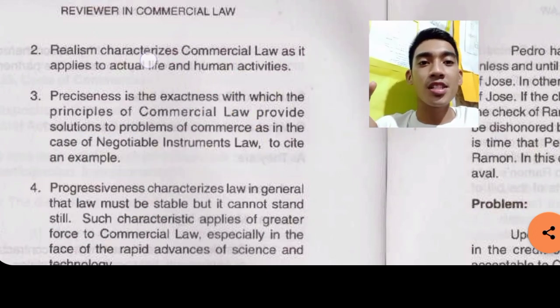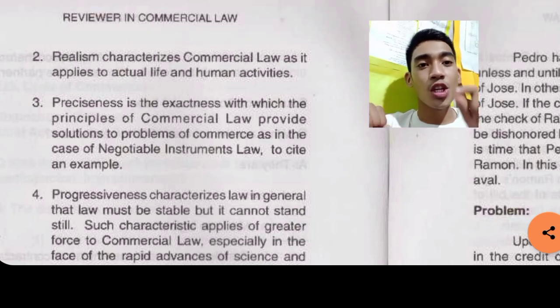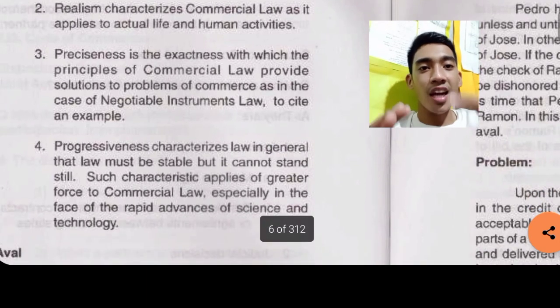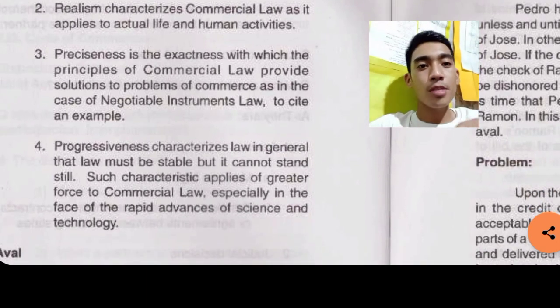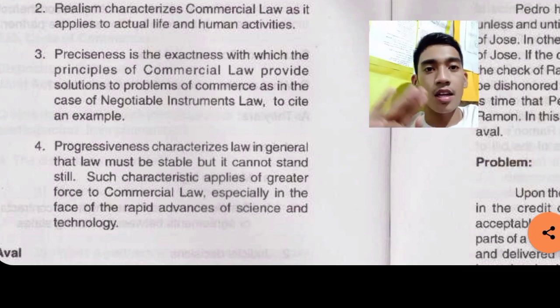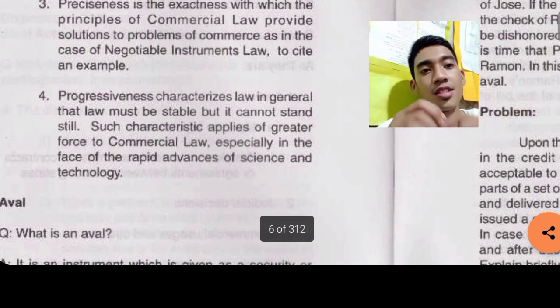Number two is realism, which characterizes commercial law as it applies to actual life and human activities. Preciseness is the exactness with which the principles of commercial law provide solutions to problems of commerce, as in the case of the Negotiable Instruments Law. Next is progressiveness, which characterizes law in general.